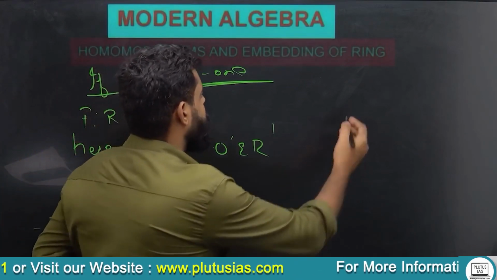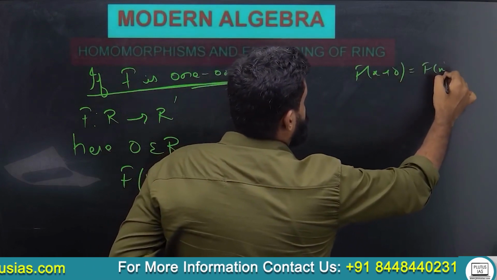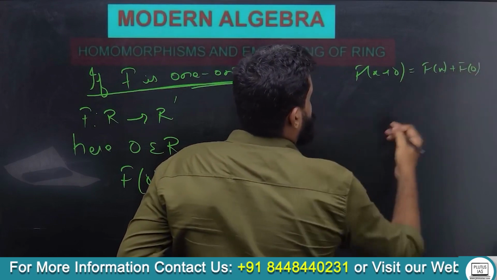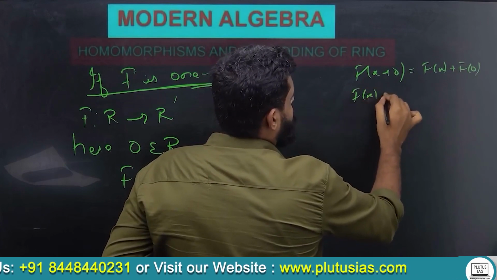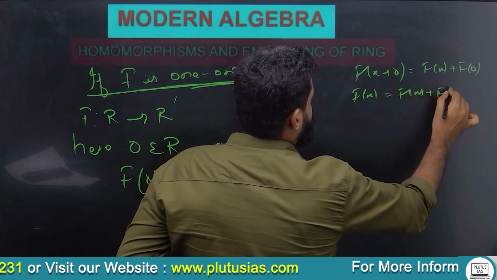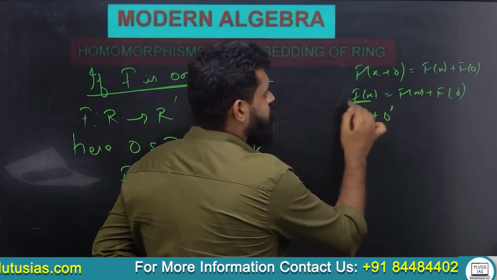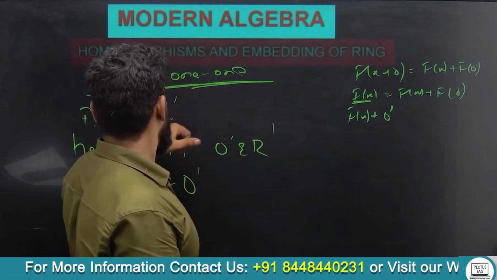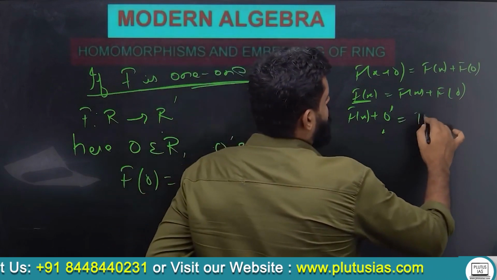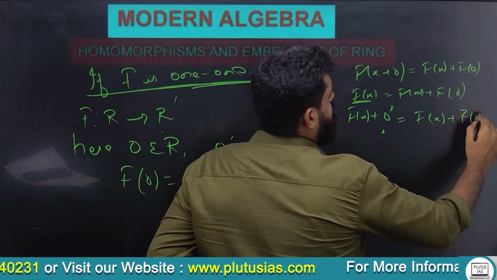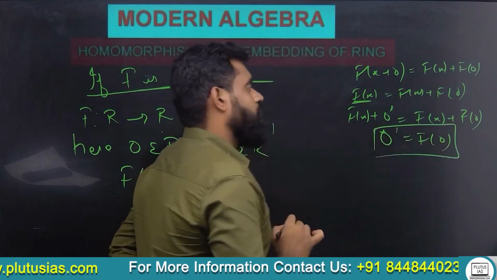Suppose I take f(x) + 0 = f(x) + f(0). Clearly, this is f(x) + f(0), and we can write f(x) + 0', since f(x) is an element of R', so 0' is the additive identity. We can add it, it won't make any change. Using the left cancellation law, we can show that f(0) is equal to 0'.